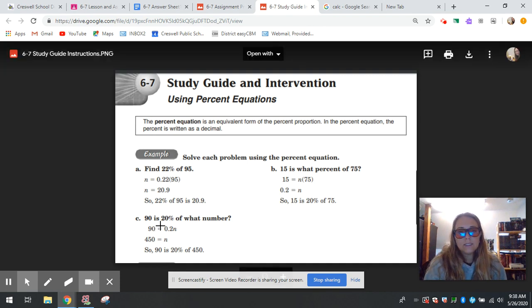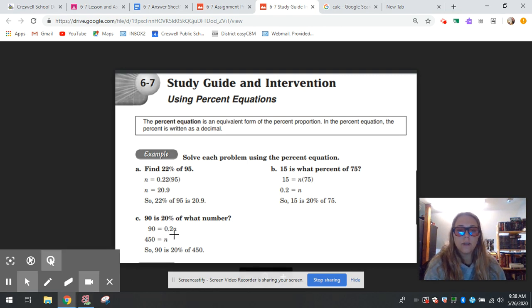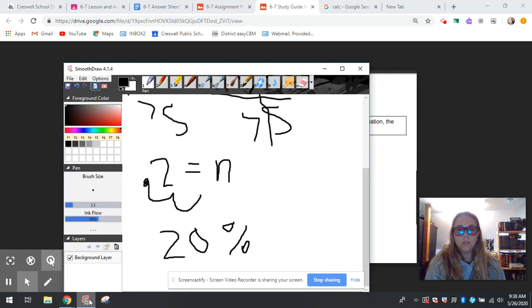Last one, 90 is 20% of what number? So again, you write your problem. 90 equals, 90 is 20%. We turn 20% into a decimal. We move the decimal over to the left twice. I'm going to show you why they wrote 0.2 instead of 0.20.